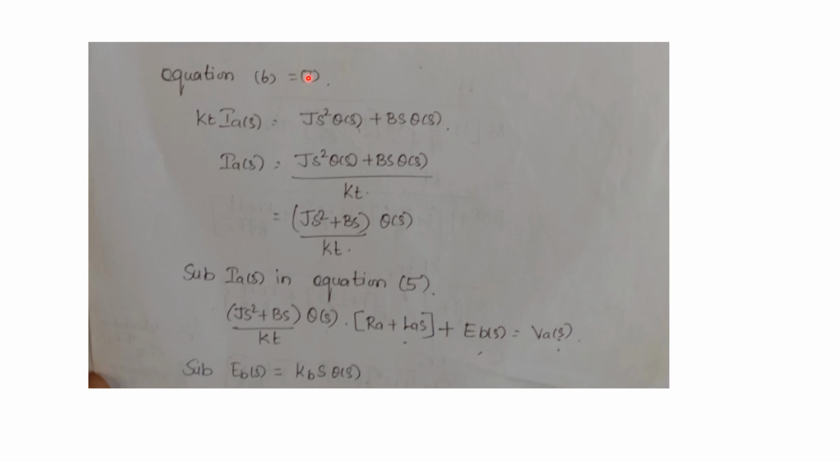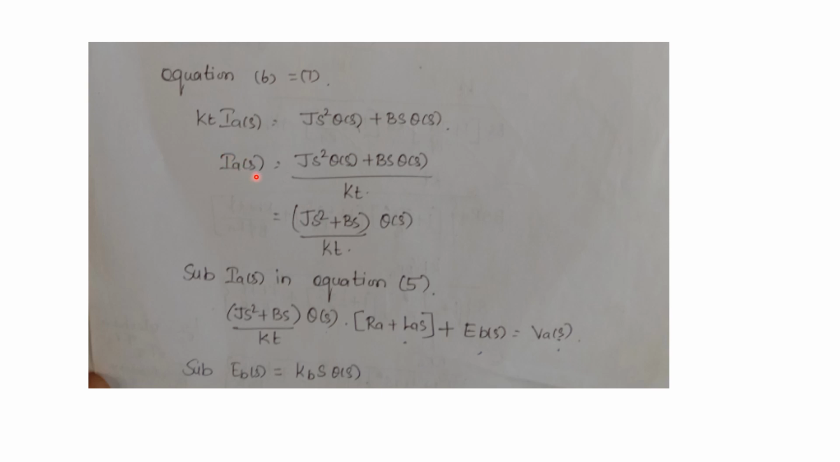So the other sides will be equal. One equation's other side will be KT into IA of S. In the other equation, the other side will be JS square into theta of S plus BS into theta of S. So from this equation, we can find the value of IA of S. This is a derivation, you have to follow it like this. Then only we can get the answer.